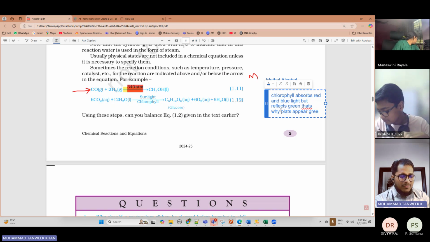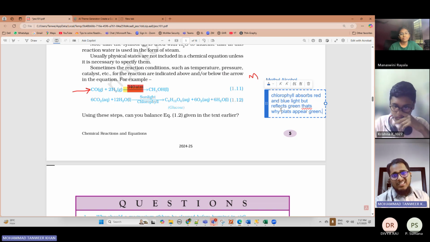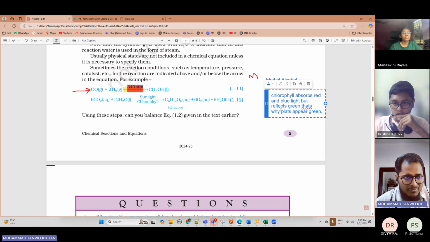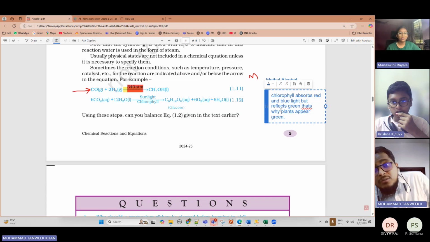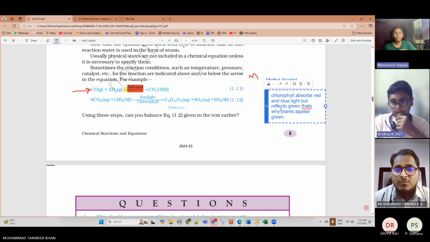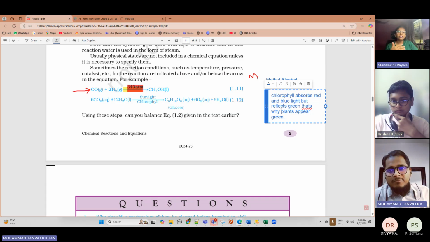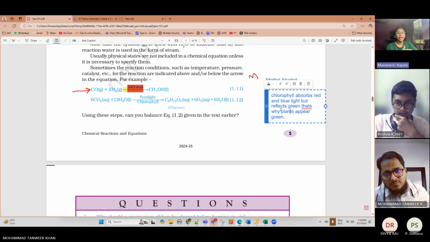Got it? So if anyone asks you why plants appear green in color, what will you tell? Because plants absorb the light from the sun. Chlorophyll, right? They absorb the red and blue light, and after absorbing, they reflect back green light. Hence, they appear green.